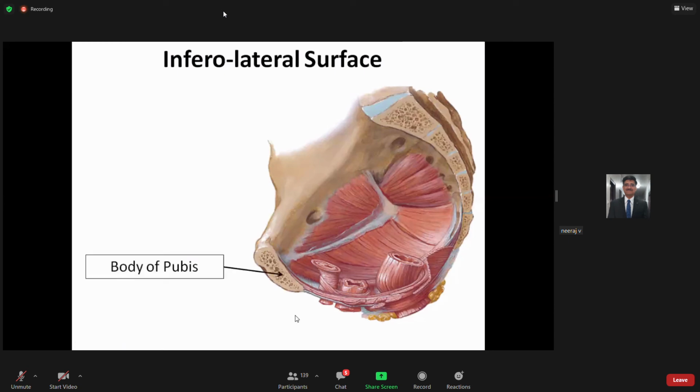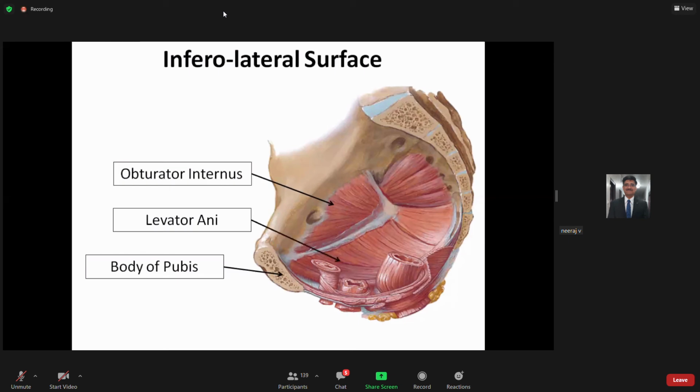So this will be having relation with the body of the pubis, with that of the obturator internus and its fascia, and of course it will be having relation with that of the levator ani muscle along with its fascia, right? And the space, this is one very clinically important space between the wall of the pelvis and the inferolateral aspect of your bladder, which is basically termed as the space of Retzius. So we will see how this space is occupied with different things.